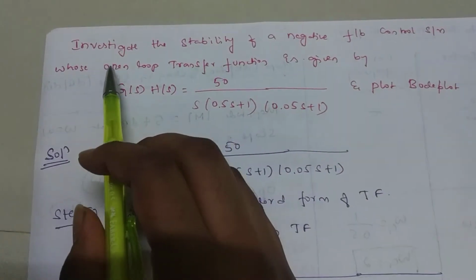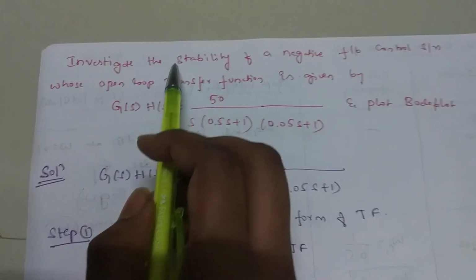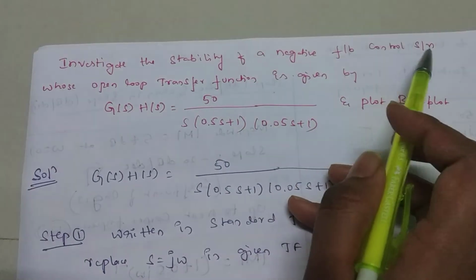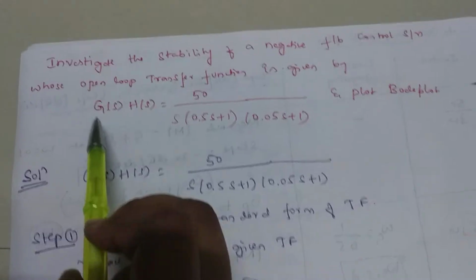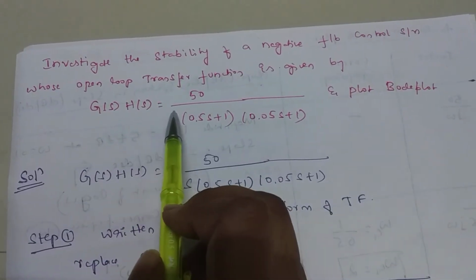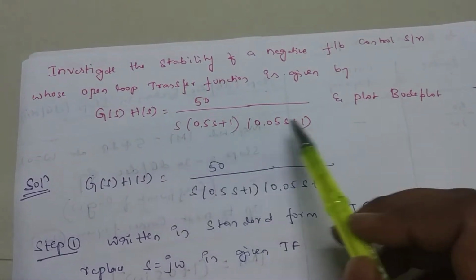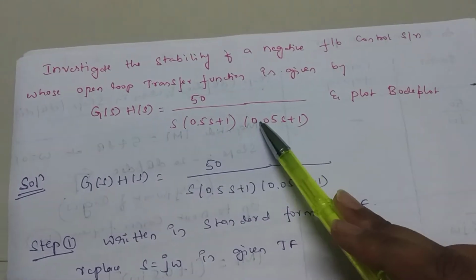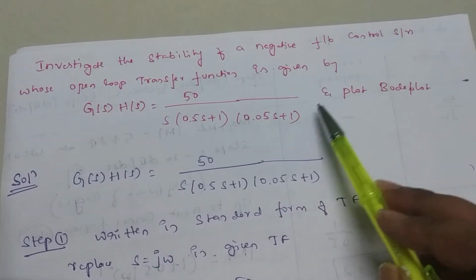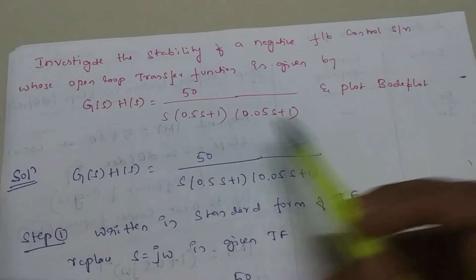So in the first example, investigate the stability of a negative feedback control system whose open loop transfer function is given by G(s)H(s) equal to 50 divided by s(0.5s + 1)(0.05s + 1), and plot the Bode plot.